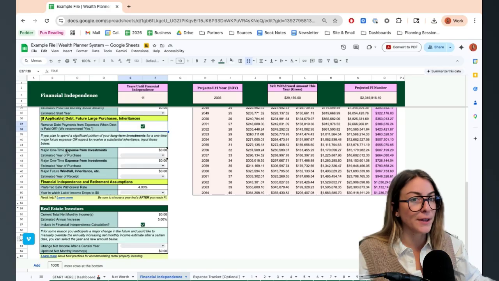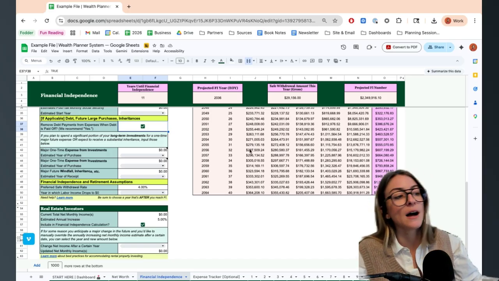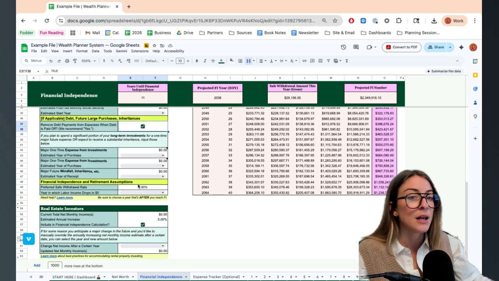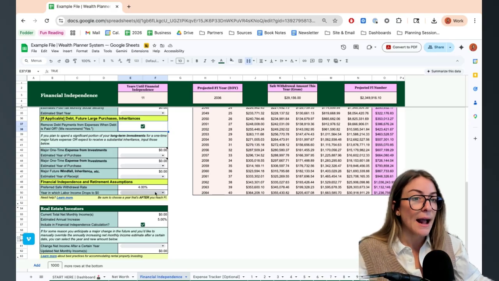And then you have room for if you're going to make a major one-time purchase from your long-term investments, usually a down payment, or if you are expecting a big windfall of some kind, you can add that in too, and it'll do a one-time deposit at some point in the future. You can select your safe withdrawal rate.